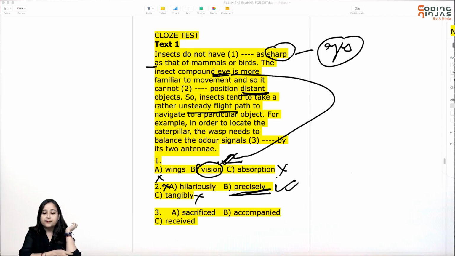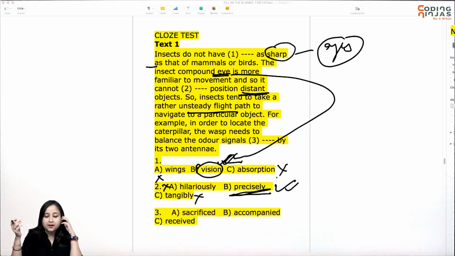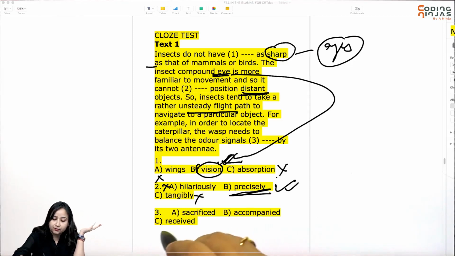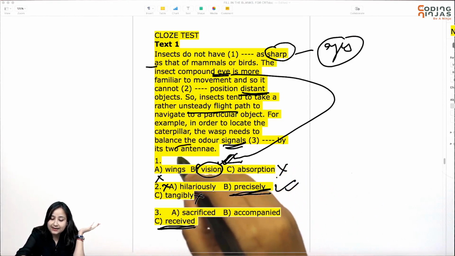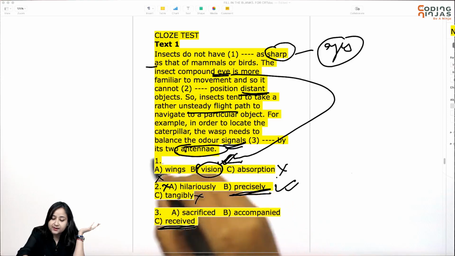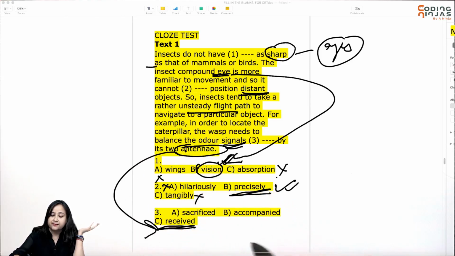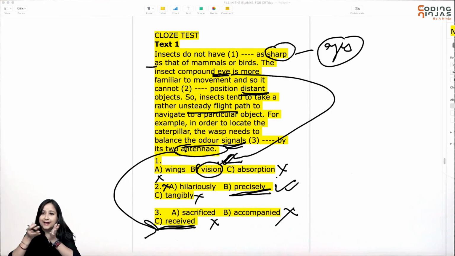And for example, in order to locate the caterpillar, the wasp needs to balance the smell, the odor signals. How? So, received by its 2 antennae. So the signal is received by the antennae. So the antenna receives the signals. So here, receive. Sacrifice, not correct. Accompanied, not correct. Antenna does not carry the signal.